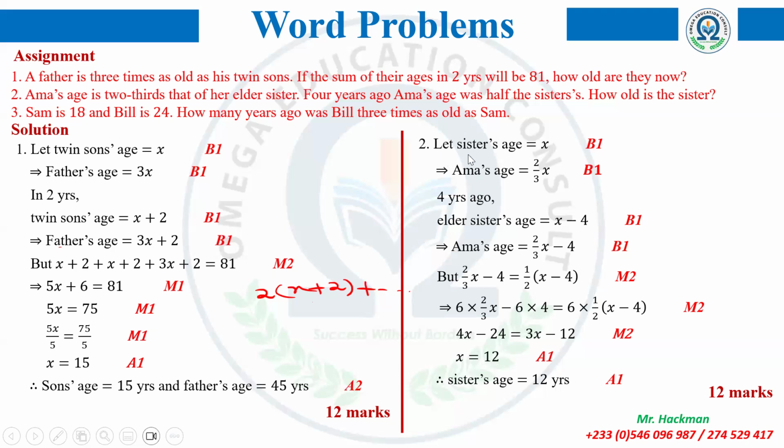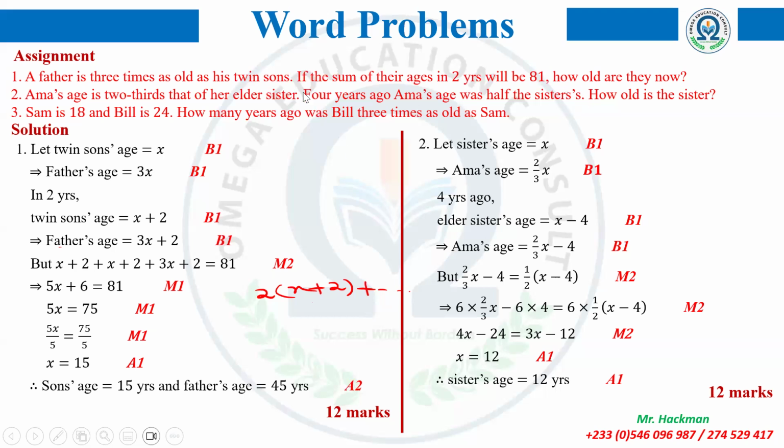So in this case, you let the sister's age, you can choose not to qualify it with elder, it's still a sister anyway. So let the sister's age be equal to x. So this implies that Ame's age will be 2/3 of the sister's age, so it will be 2/3 of x. Now 4 years ago means we are talking about past age. And remember, past age we subtract. So the elder sister's age will be x minus 4, and Ame's age will be the current age also minus 4.